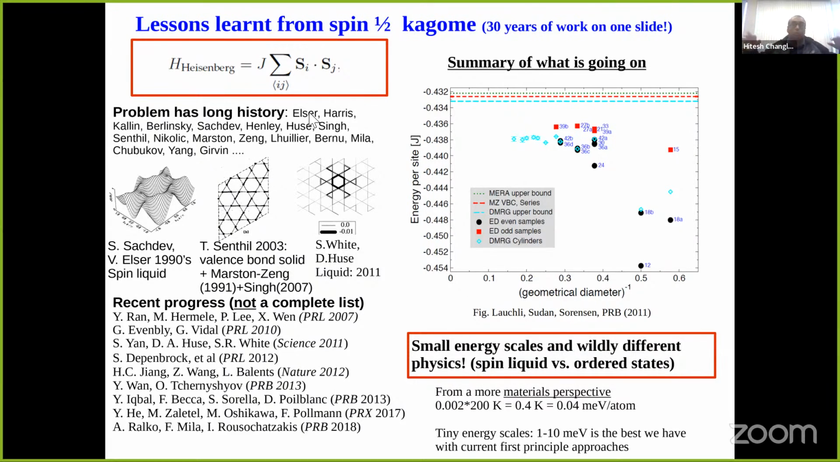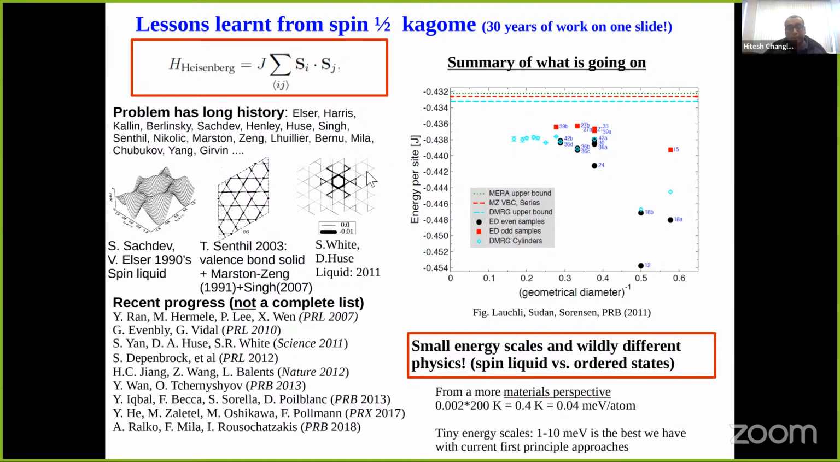Now you say, I want to do better than classical mechanics. I want to get the quantum ground state of the system. And you can see that there are states that don't resemble any of these coloring states that I mentioned. And in fact, the states can look very different. So you can get a valence bond solid, which was an early candidate that was studied by Marston and Zeng, which was revived by Senthil and Nikolic. And you can see that its energy per site is about 0.432 J. We're going to make sense of this number in a minute.